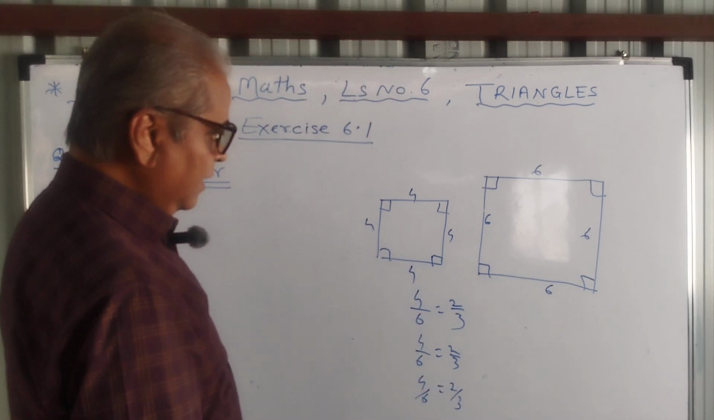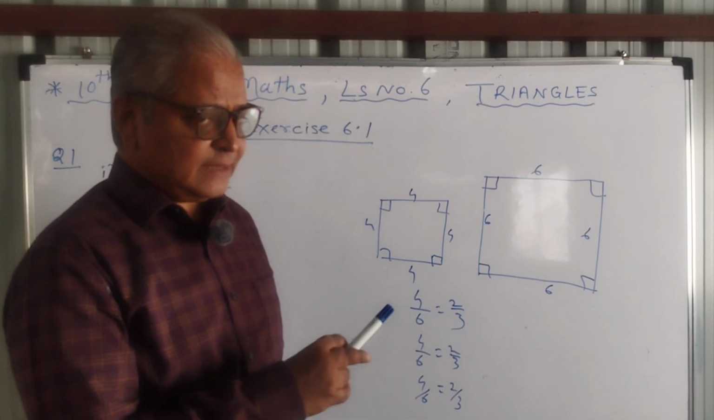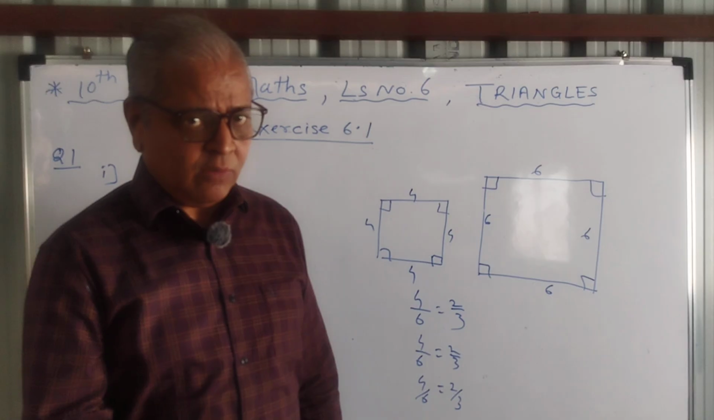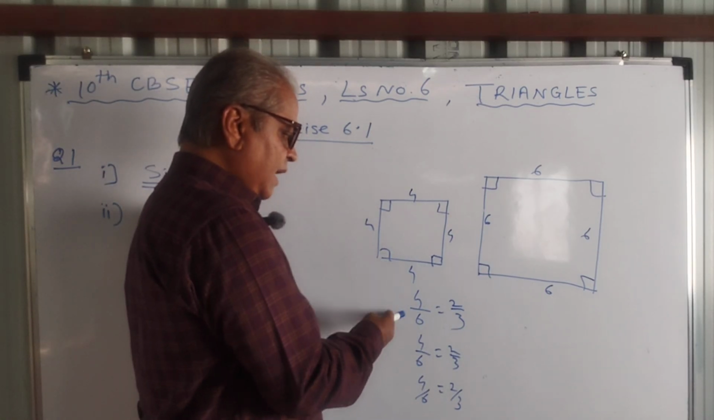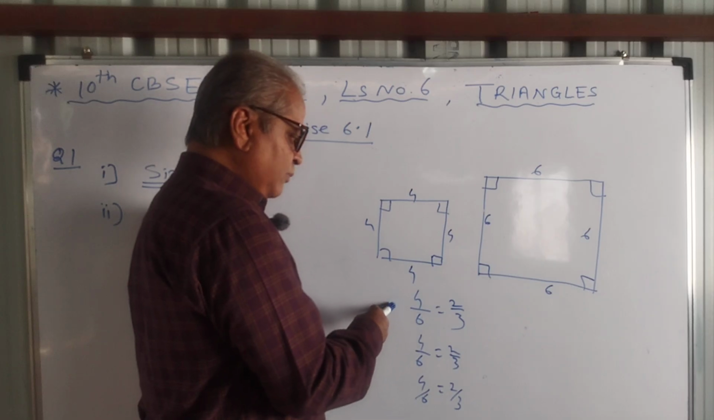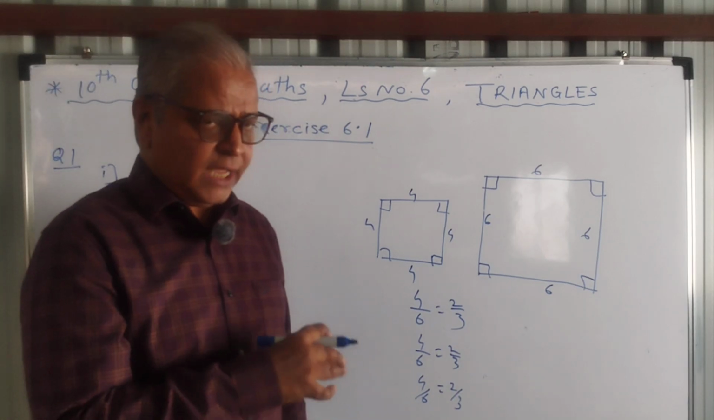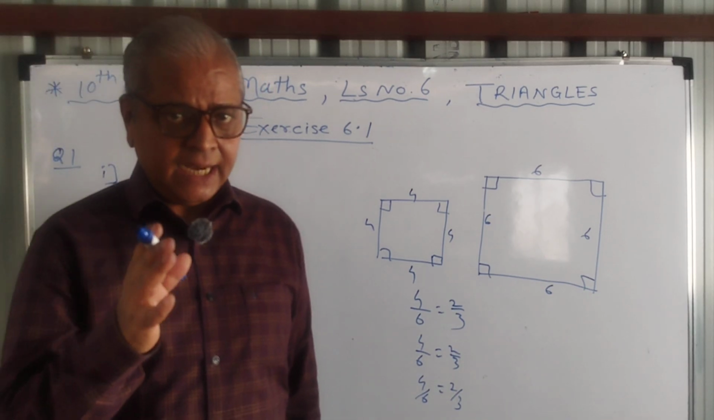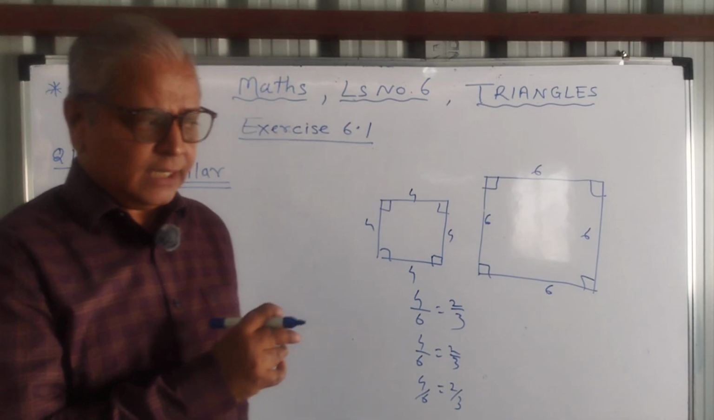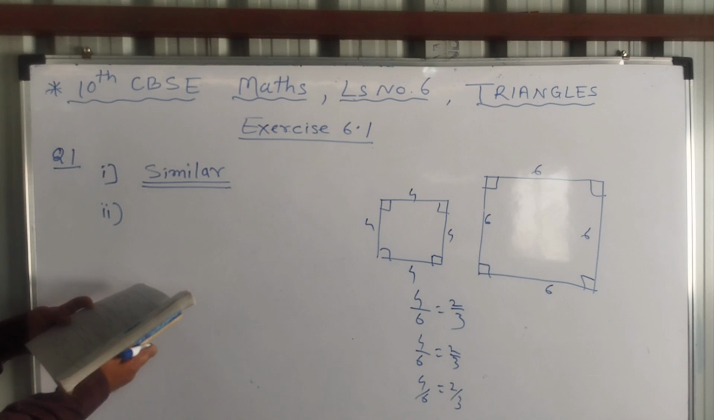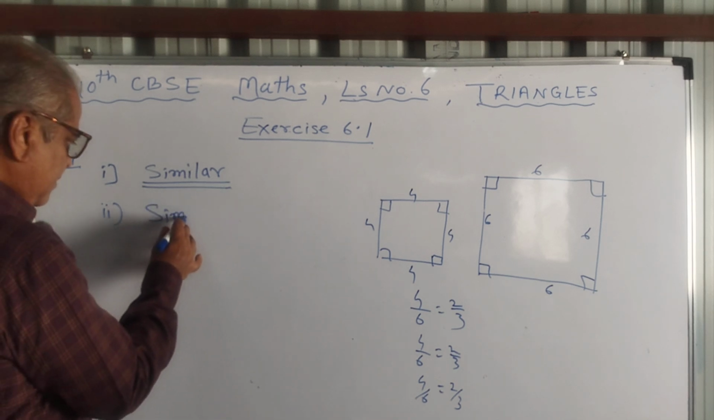That means all squares have angles congruent. Corresponding angles are congruent because they are of 90 degree. And sides, if you take any side and if you take the ratio of corresponding sides, it will be same. So for any two squares or any number of squares, we can say that angles are congruent and sides are in proportion. And therefore question number 2 is all squares are again similar.